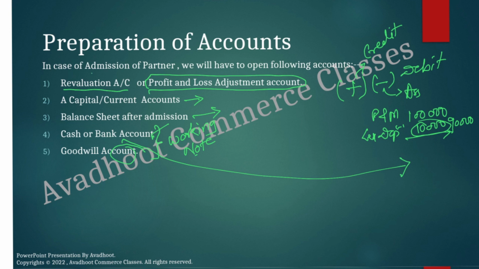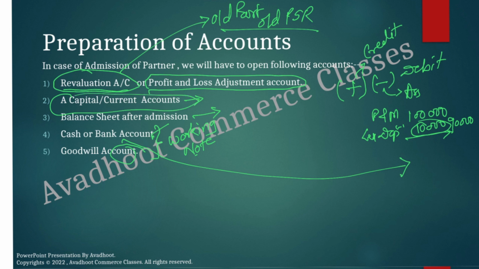Then close the revaluation account. Then find out the profit or loss. Generally profit will be there, or losses may also be there, but generally we consider profit, which is to be transferred to the old partners in their old PSR. Then after transferring this, close the partners' capital or current account and transfer the balance to the balance sheet liability side. Take the total of liability, take the total of asset, and both should tally with each other. Then only your problem will be considered as a tallied problem.